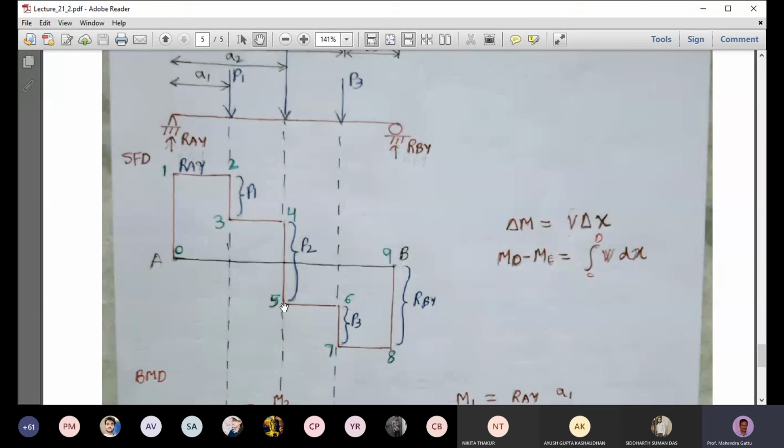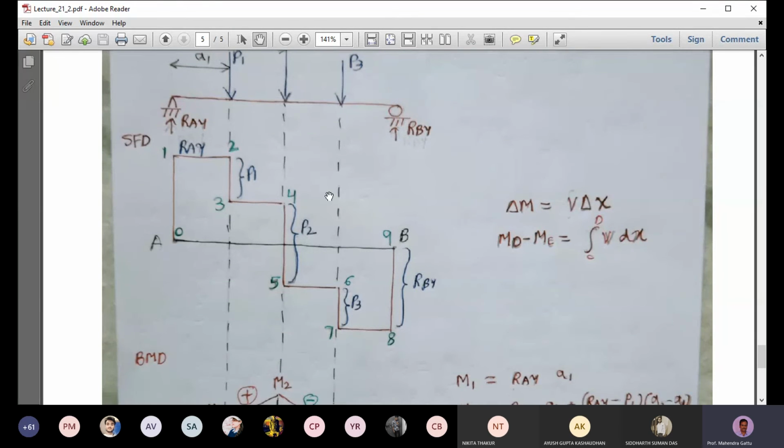So we'll reach point 5. And here again there is no distributed load between this section and this section, so Q is 0, therefore dV by dx is 0. That means the shear force diagram will have a horizontal, zero slope. So it will go in the same horizontal line, and at this section there is P3 acting downward. So again the point will move vertically downward by an amount P3, and from here onwards it will go in a horizontal line. Once we reach here, there is RBY acting, so it will come back to this point 9. Okay, so this is one way to draw the shear force diagram.